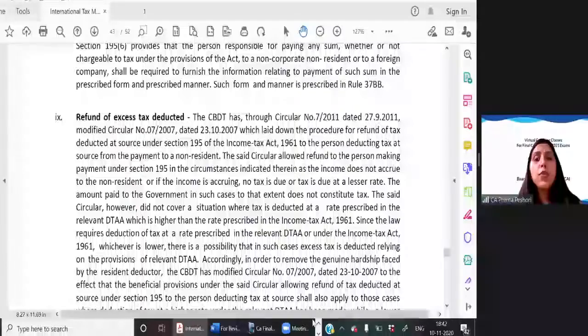Tushar, 194C and 194J are not applicable to non-residents. They are only applicable to residents. Okay, Preeti, I'll summarize quickly the special tax rate sections.